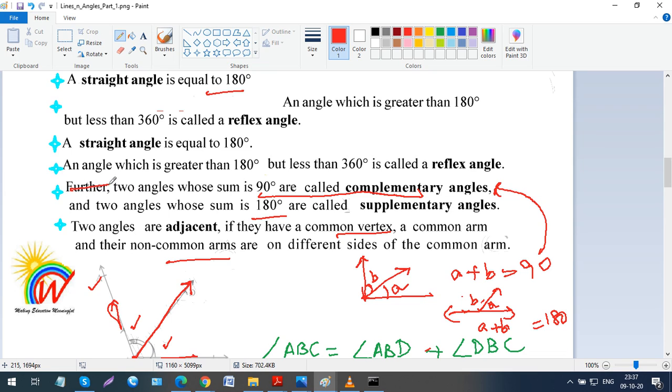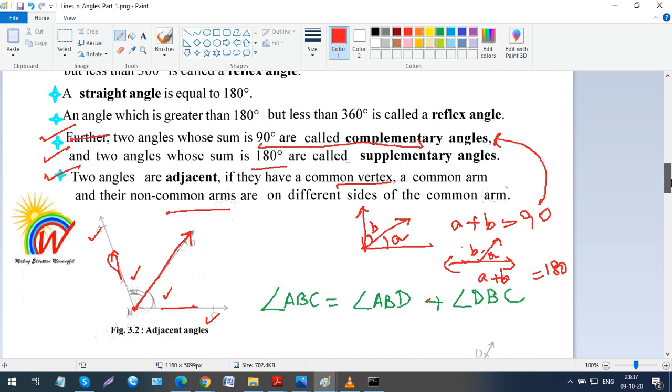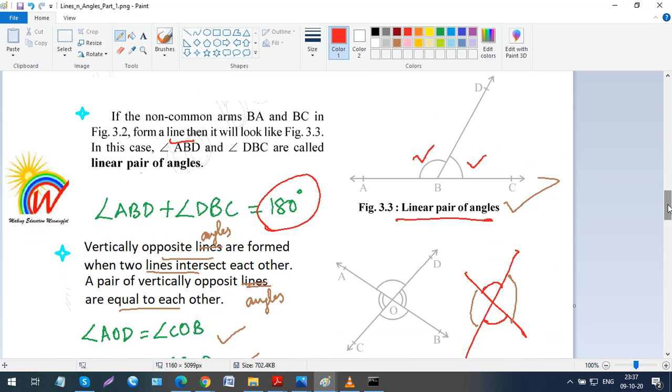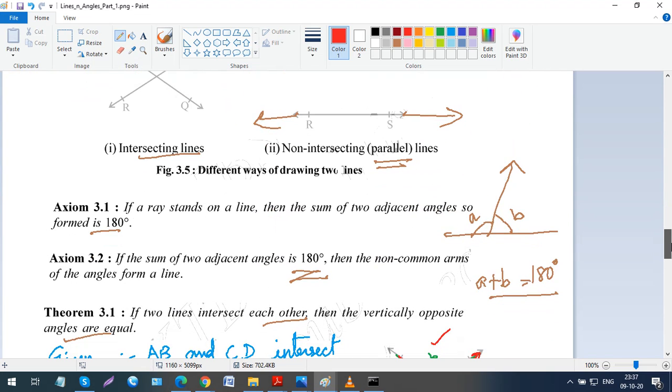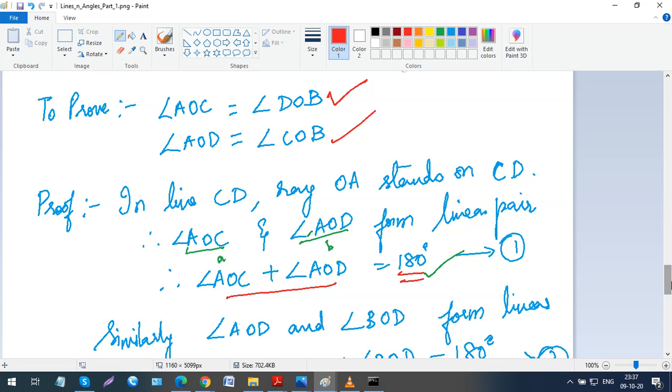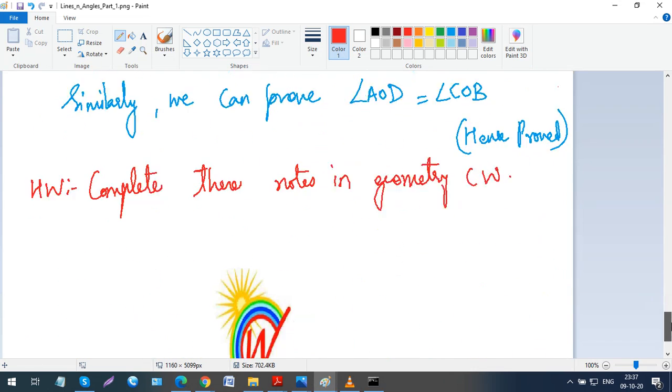You don't have to write further. 2 angles whose sum is this one and this one. That's it. And yeah, this point also. And then you can write down the linear pair and vertically opposite angles are formed. This one. That's it. And you can directly go to the theorem then. Alright, so complete these notes in your geometry classwork. Use pencil, draw neatly.